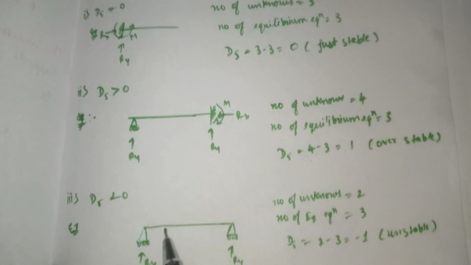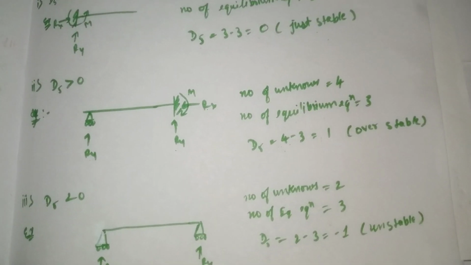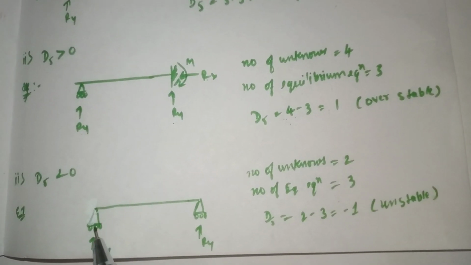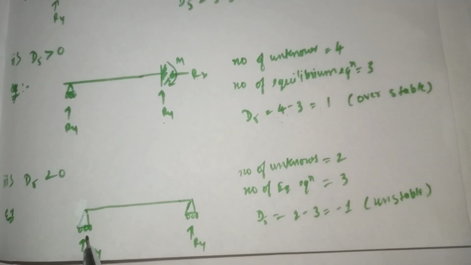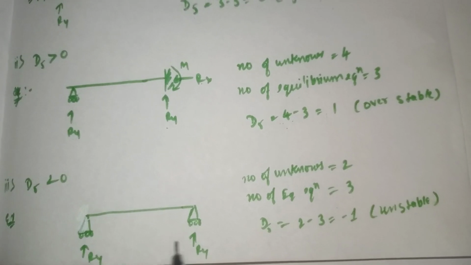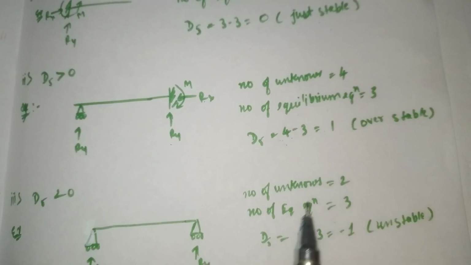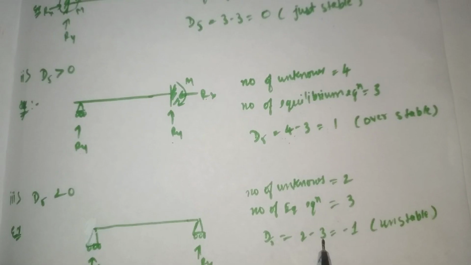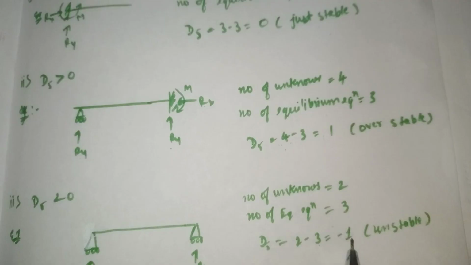Next we'll see whenever ds is less than 0. So we have taken a beam. One end is a roller and the other end is also a roller. So at a roller support, a vertical reaction will form. So here the total number of unknowns is 2 and our number of equilibrium equations is 3. So substitute this in our general formula, that is, ds is equal to the total number of unknowns minus the number of equilibrium equations. So 2 minus 3, the answer will come out as minus 1.